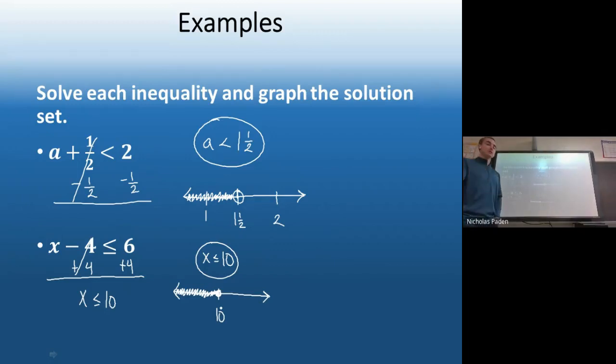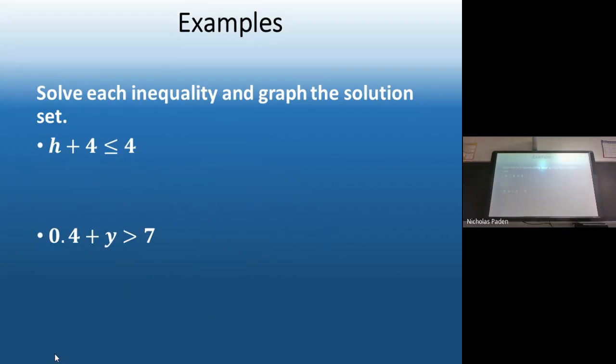Okay, so solving them is the easy part really, because it's the same thing we do with equations. But graphing that solution set, we're just taking it one step further. So go ahead and do these two on your own. Pause the video, do these two on your own, and then we'll check them together.